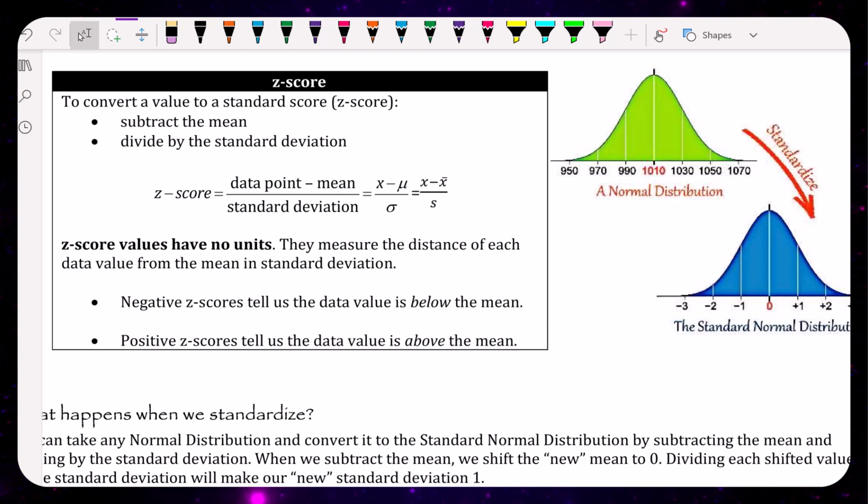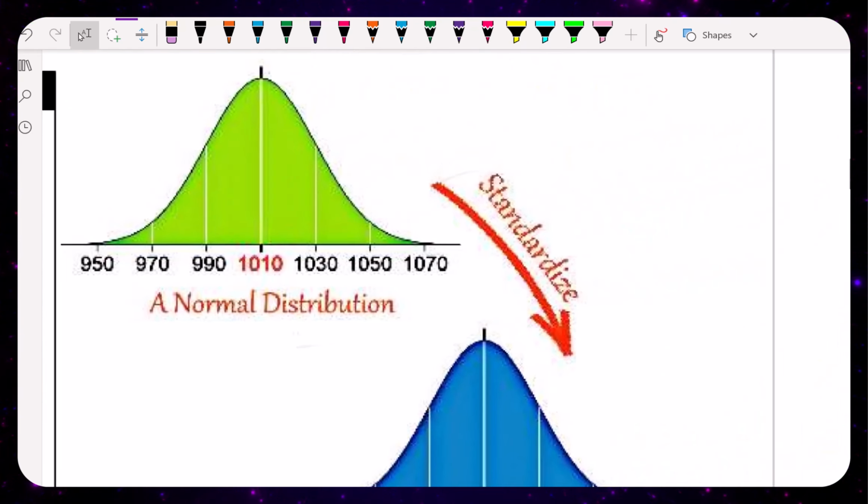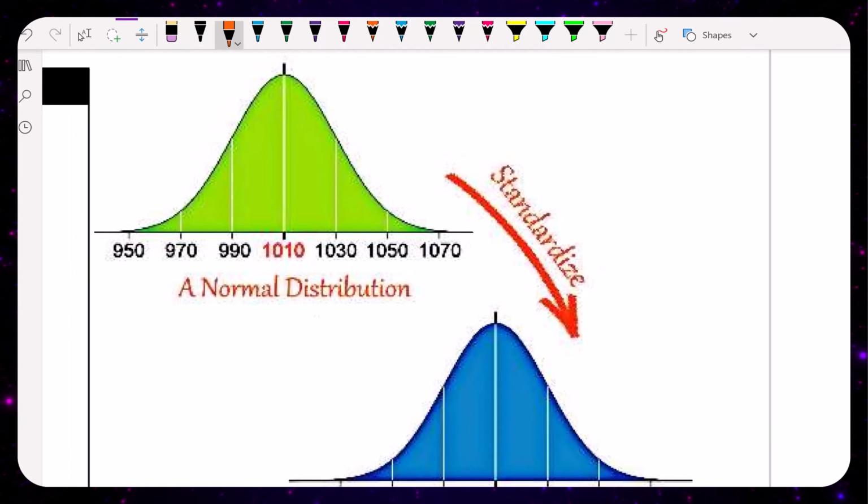The z-score is exactly how many standard deviations a value or a data point is from the mean in a normal distribution. So if you look at this visual aid over here, we have a normal distribution, and you've got the mean in the middle, and you have +1, 2, 3 standard deviations to the right, and you have -1, 2, 3 to the left.